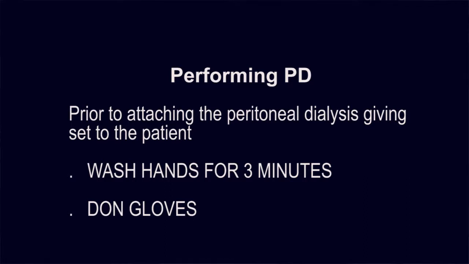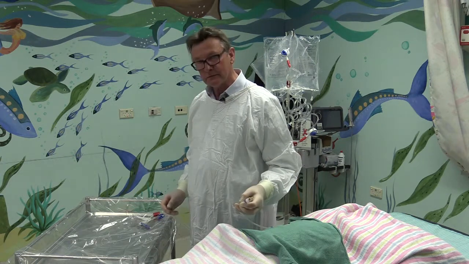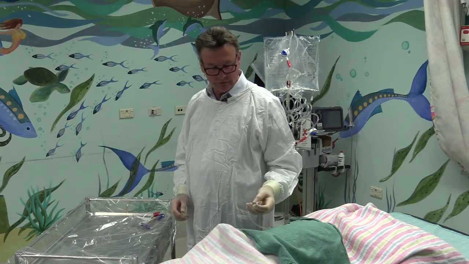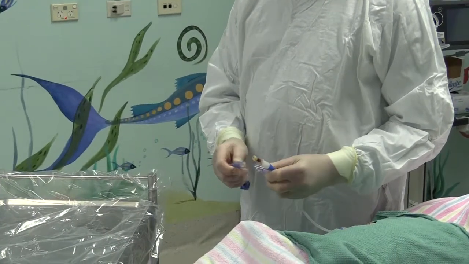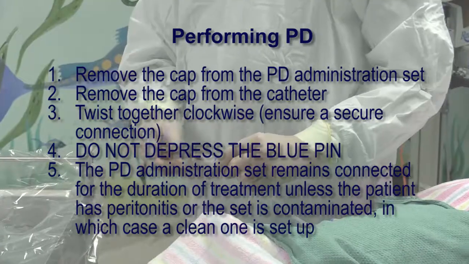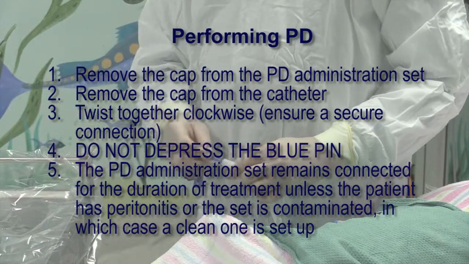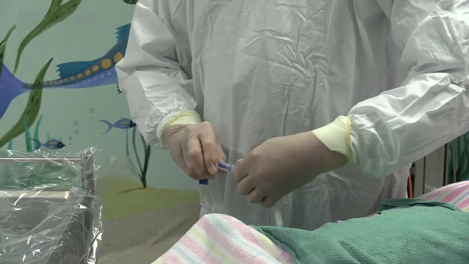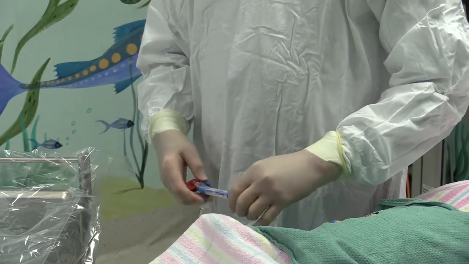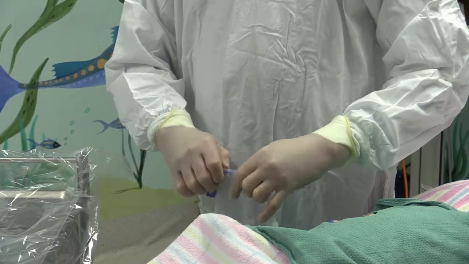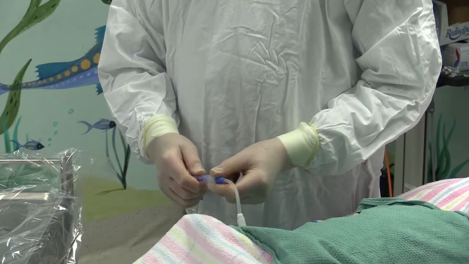Now that the catheter is inserted and primed with normal saline, we need to connect the Tenckhoff catheter to the administration set. It's a matter of removing the distal end of the administration set, removing the protective povidone iodine cap on the catheter, and then screwing it in a clockwise position so that it's nice and tight. It's very important to ensure that there is no leak or gap between the catheter and the administration set.